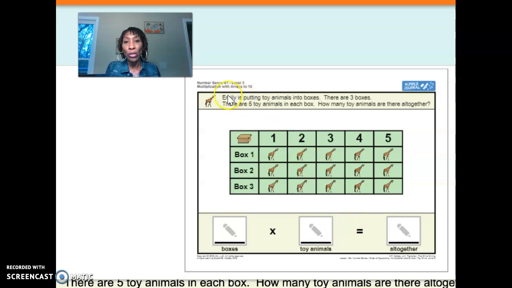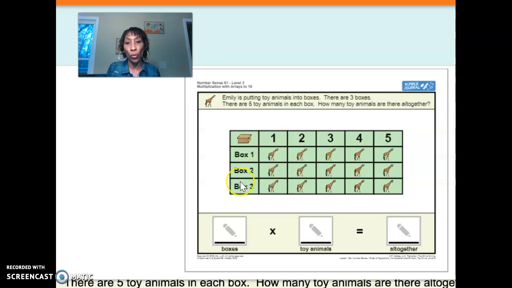What you're going to do here is read the problem question. It tells you some good information. It tells you that she's wanting to put these animals into boxes. It gives you the number of boxes. There are 3 boxes, and it tells you how many toy animals. You have 5 toy animals, and they want to know how many toy animals are here all together.